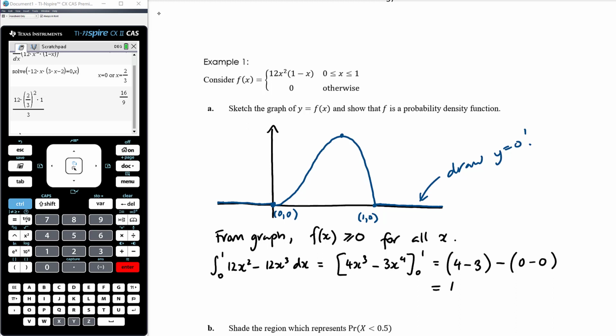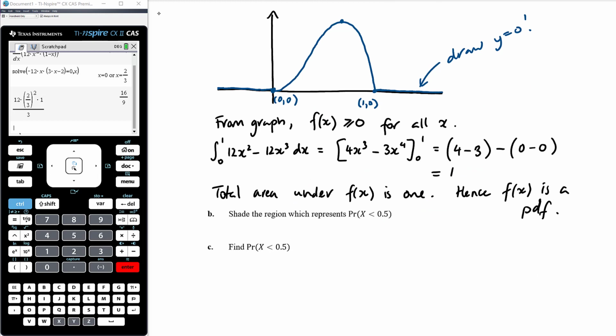So from the graph, f of x is greater than or equal to 0 for all x, and we can also see the total area under f of x is 1, hence f of x is a probability density function.